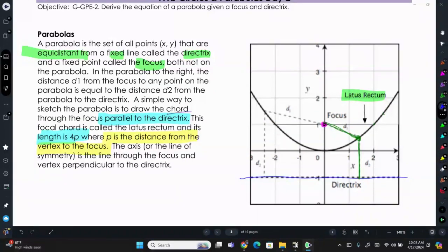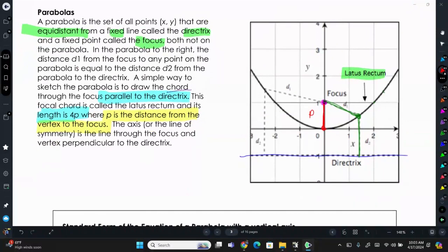So if I have the focus to the vertex of the parabola here, this distance right here is p units long. This distance here is also p units long. And this latus rectum here is 4p units long. And its distance is going to be positive, so it's always going to be the absolute value.